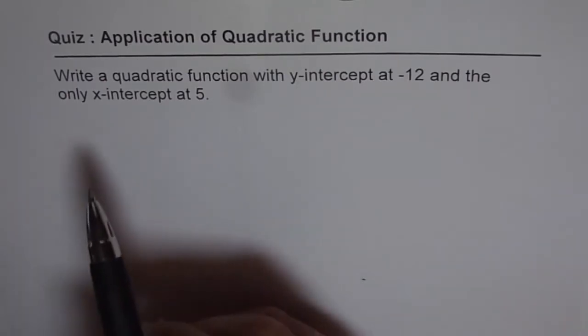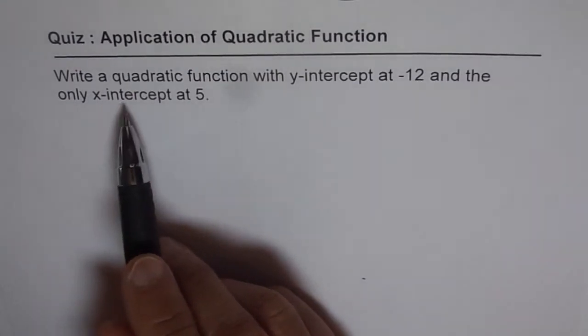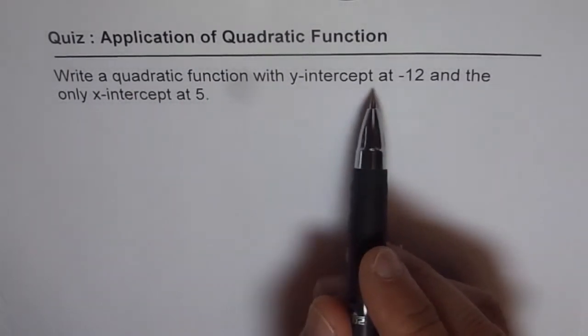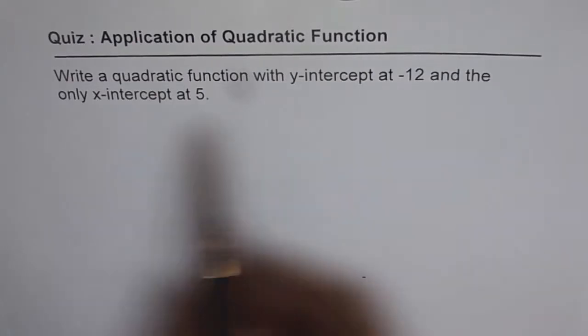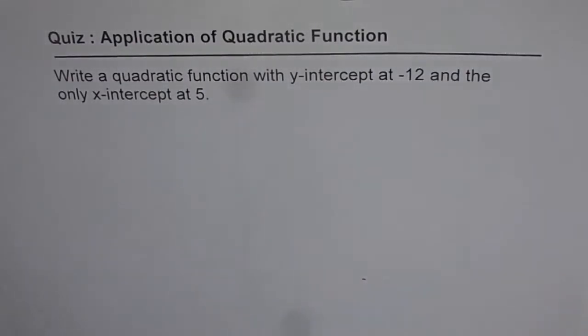So the very first one, which is question number 12 for us now, is: write a quadratic function with y-intercept at -12 and only x-intercept at 5. So I'd like you to pause the video, write down the answer, and then check the solution.